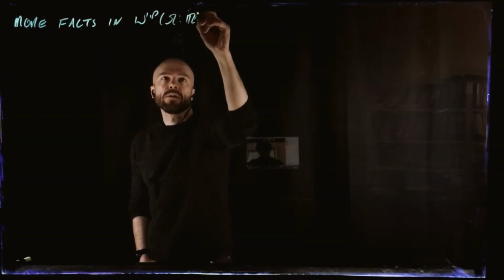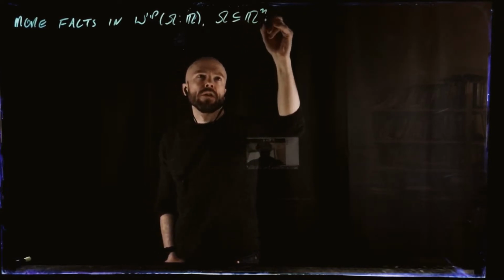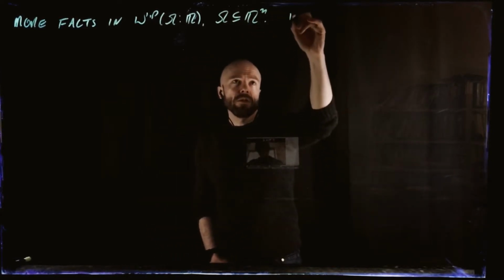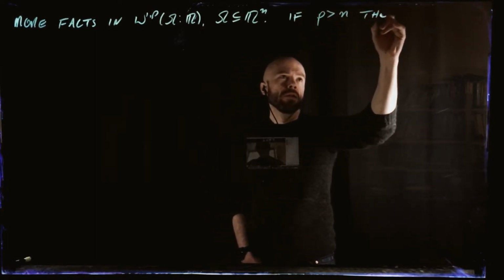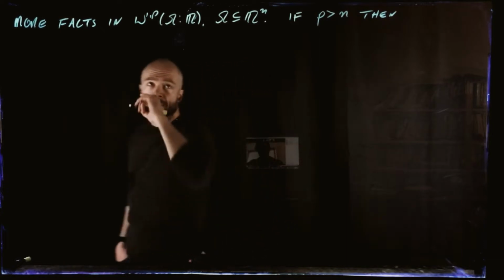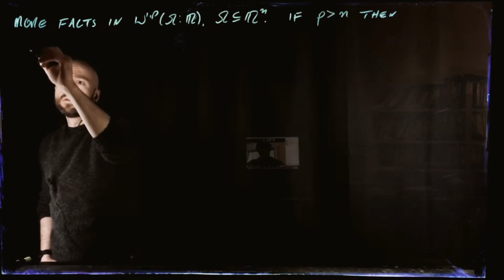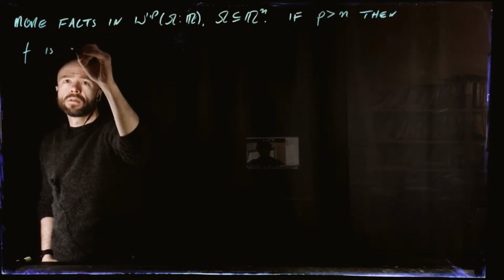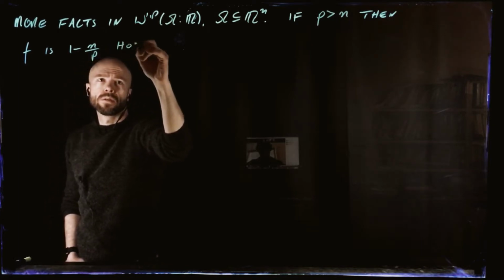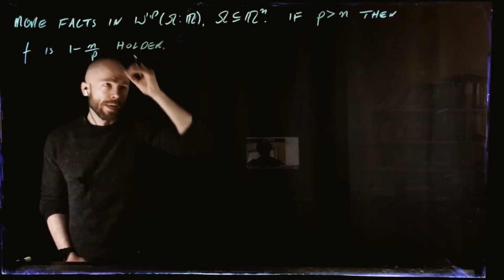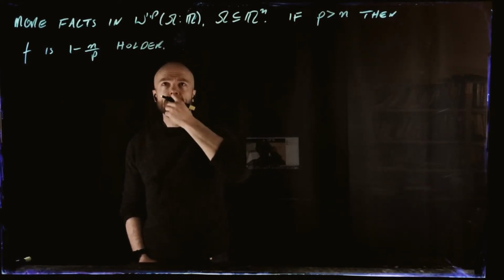omega to R, where omega is contained within R^n. So if we have that p is bigger than n, then we have that the function is actually Holder. So f is 1 minus n over p Holder continuous. And we mentioned this before. This is kind of not that surprising.